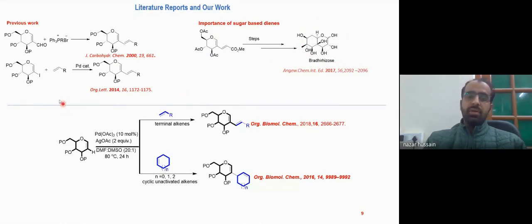So we thought that without pre-functionalization of this glycal, we could activate the C2 position of glycals. And after rigorous optimization of various conditions, we finally came to the conclusion that by utilizing palladium acetate 10 mole %, silver acetate 2 equivalents, and a mixture of DMF and DMSO, 20:1, which is really important for the reaction, at 80 degrees Celsius, by utilizing any terminal alkene or a cyclic alkene, this leads to the formation of the C2 branched diene, and this allylated sugar by utilizing this cyclic alkene. Because in the case of cyclic alkene, there is this hydrogen atom. So I will explain in the mechanism why this is allylated and alkylated.